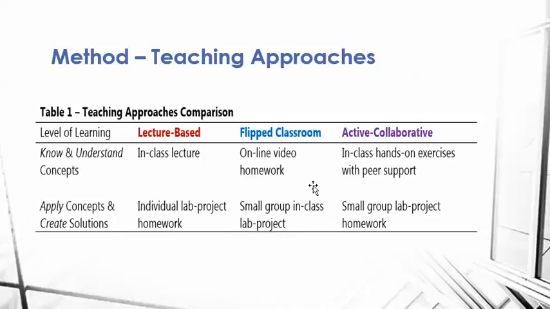Now, the active collaborative approach was in class, hands on, segmented activities with peer support. So the teacher would provide an activity, the students would work on it, and then would get feedback from the teacher, and then they'd move on to another activity. And then the homework was small group lab project activities.